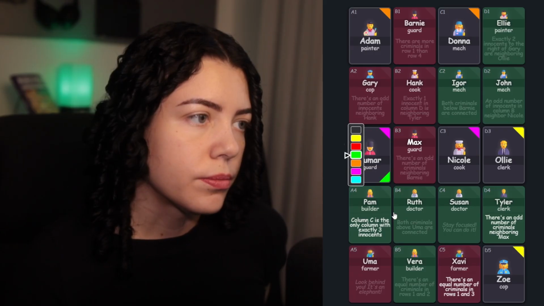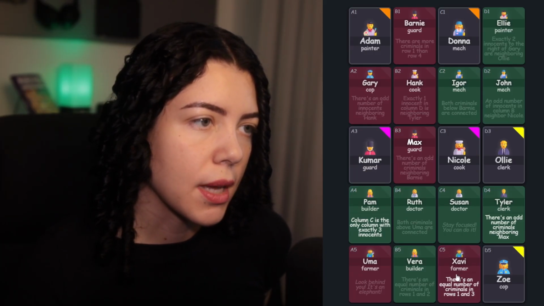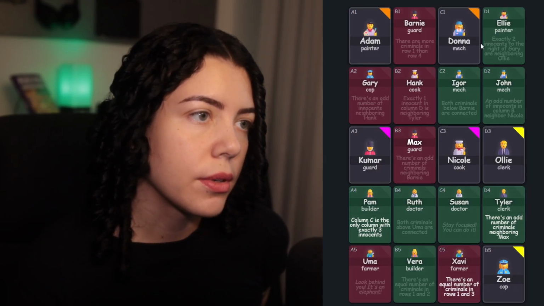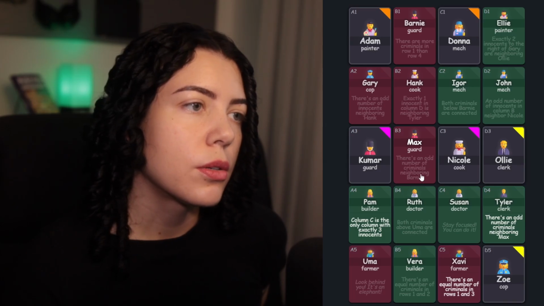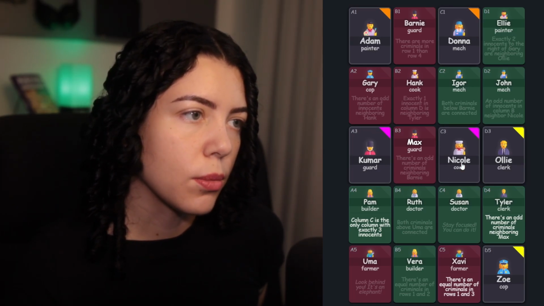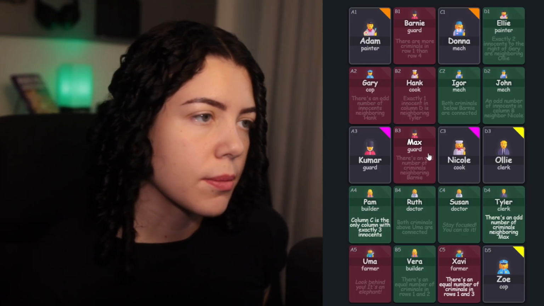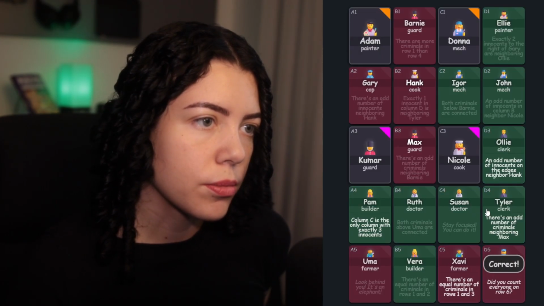Now, Xavier says there's an equal number of criminals in rows 1 and 3. And we know that row 1 is gonna have 2 criminals. Row 3 is gonna have 2 criminals as well, with Kumar and Nicole being one or the other, along with Max. So Ollie has to be an innocent, which makes Zoe a criminal.